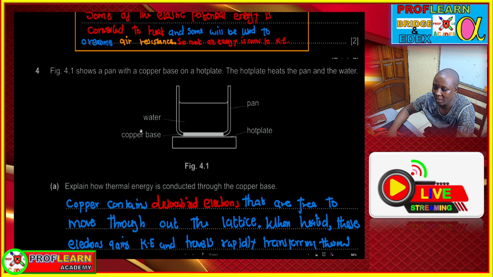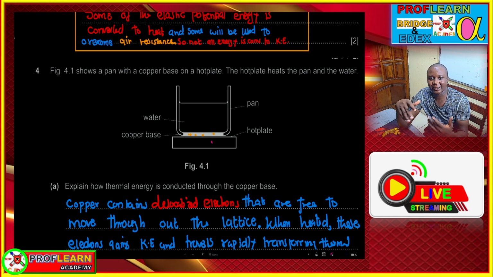We look at another question to do with conduction. Explain how thermal energy is conducted through a copper base. In this case, something that you really have to keep in mind when explaining conduction is the presence of free electrons. We have free electrons in the lattice, in the structure of a metal. These free electrons are free to move within the structure.